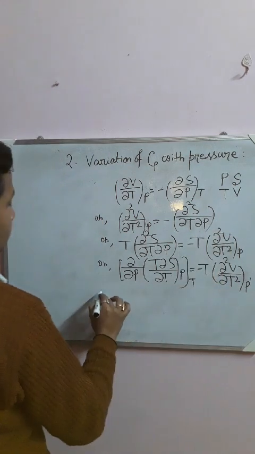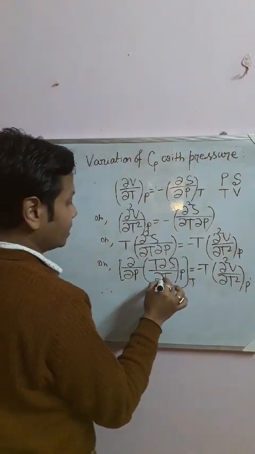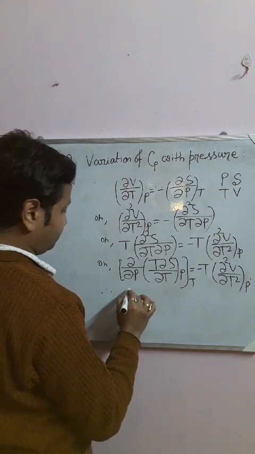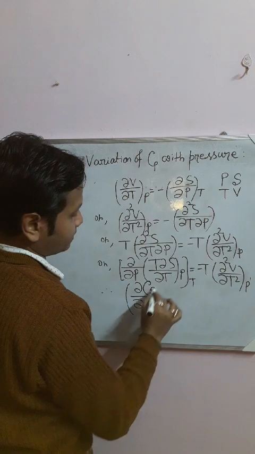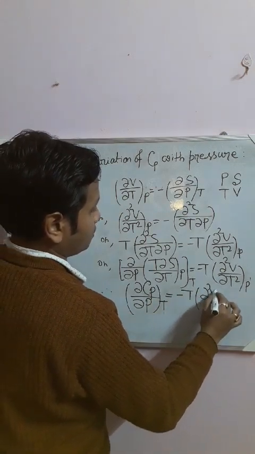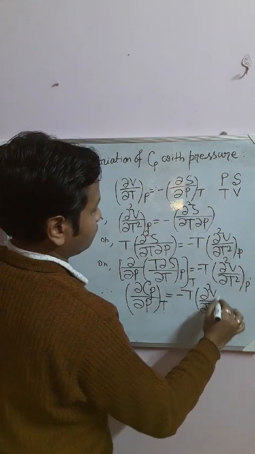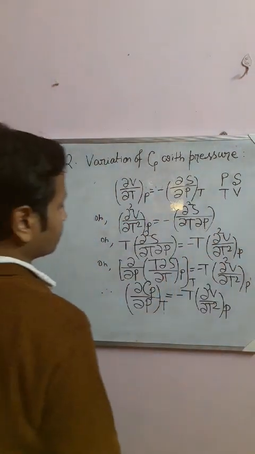Okay, fine. So what will this be? T del S means del Q, and del Q del T at constant pressure means Cp. So you get the variation of Cp with pressure. This is the relation: minus T into del 2V del T2 at constant pressure. So this represents the variation of Cp with pressure.